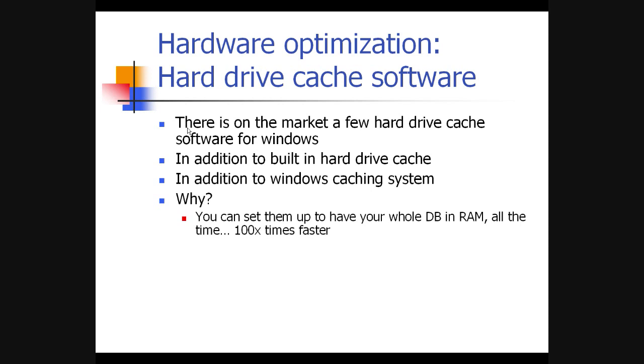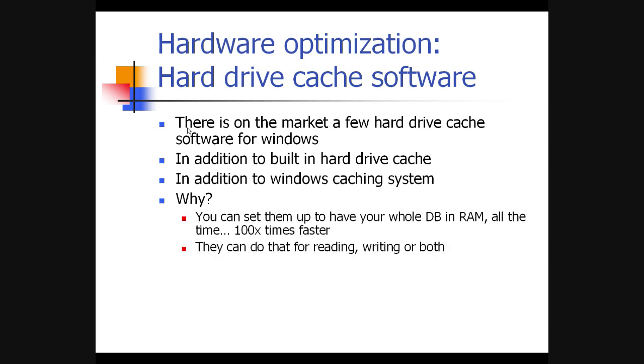You have no control about the Windows cache system, or the hard drive cache system. The hard drive is going to cache all the data that is accessed, being in your database or in anything else. Same thing for Windows. Anything that is accessed is cached in the system. Here you can set up yourself to have specifically your database in memory all the time.